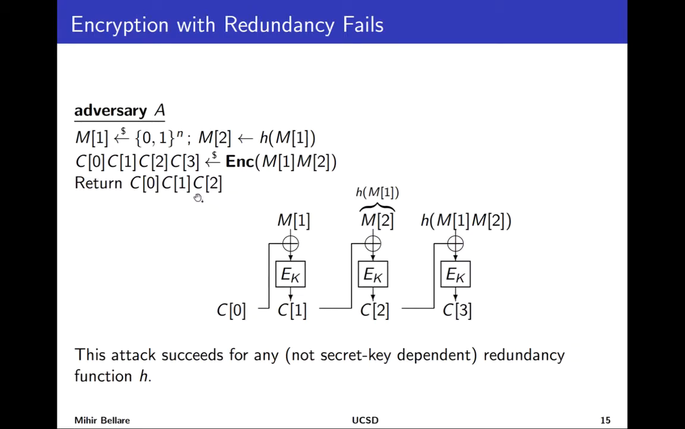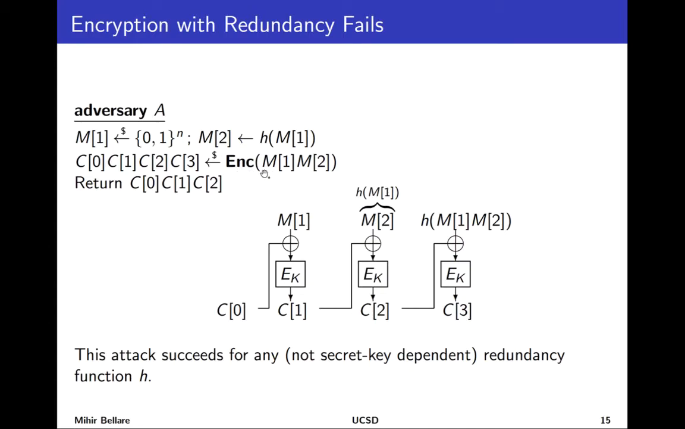So what this adversary does is it picks some one block message. It doesn't matter what it is. And then it creates a second block by hashing the first block, taking advantage of the fact that the hash function is known and public. So you have M1 here and M2 here. Now, the key point is that from the point of view of this process so far, M2 is just a block of the message. With that viewpoint, the adversary submits this as a query to encryption.